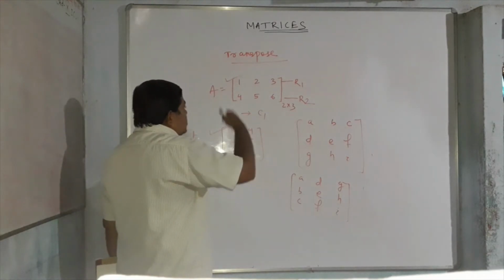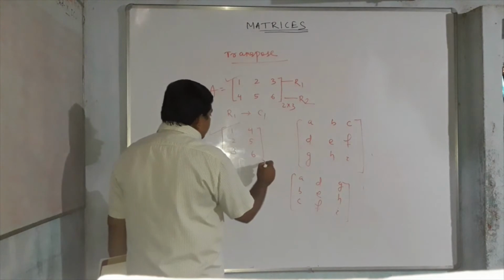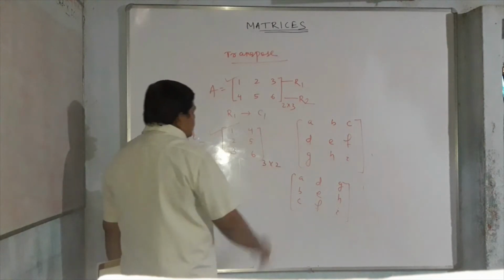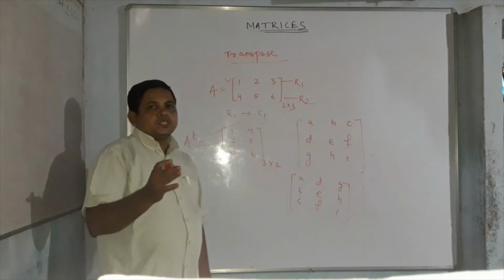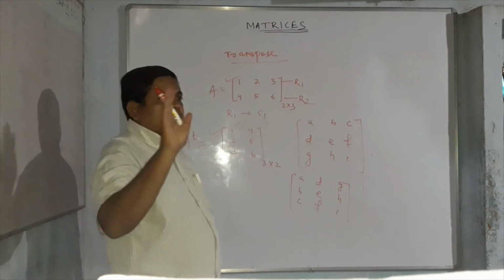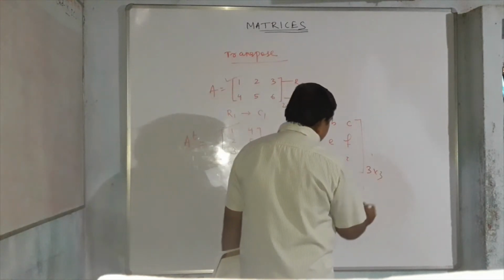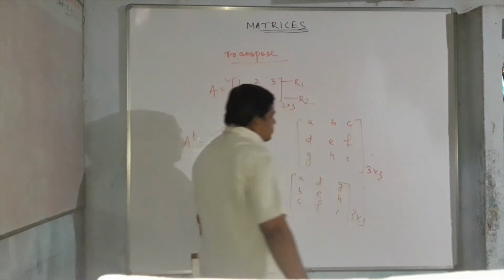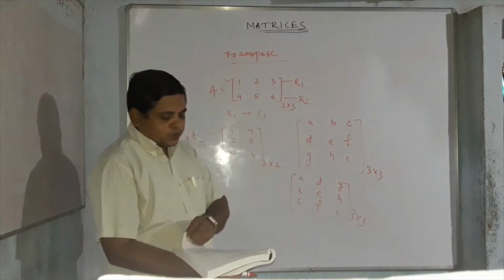Here after changing to the transpose matrix, what happens? Here how many rows? 3 rows and 2 columns. That means the number of rows and number of columns also interchange. But here 3 by 3, a square matrix, will be the same. Here 3 by 3, here also 3 by 3. Okay, that means I think you understood about the transpose of a matrix.